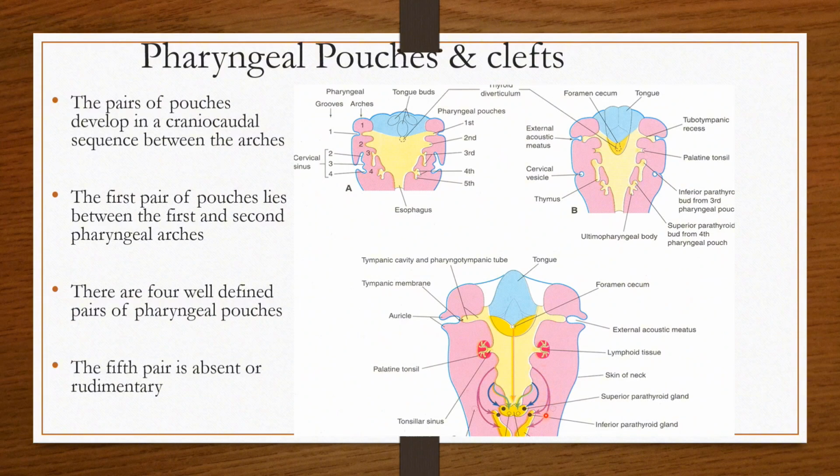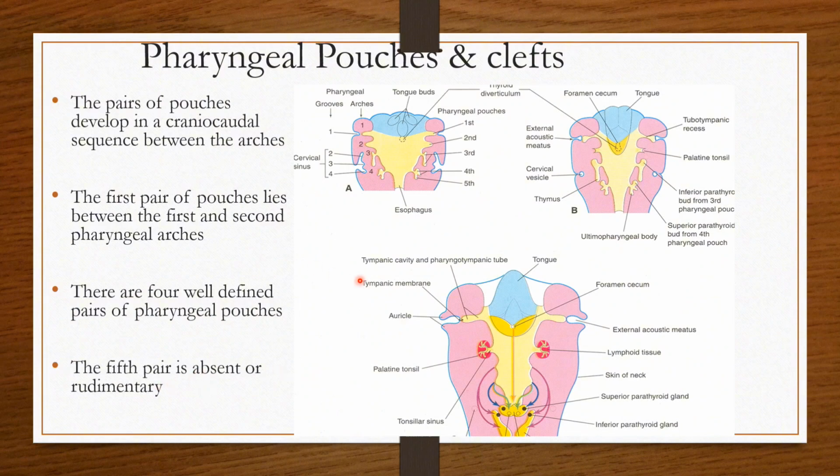It is given the name inferior because it lies inferior to the superior parathyroid gland, but it is derived from the third pharyngeal pouch, and the superior is derived from the fourth pharyngeal pouch. The fifth pair is absent or rudimentary.